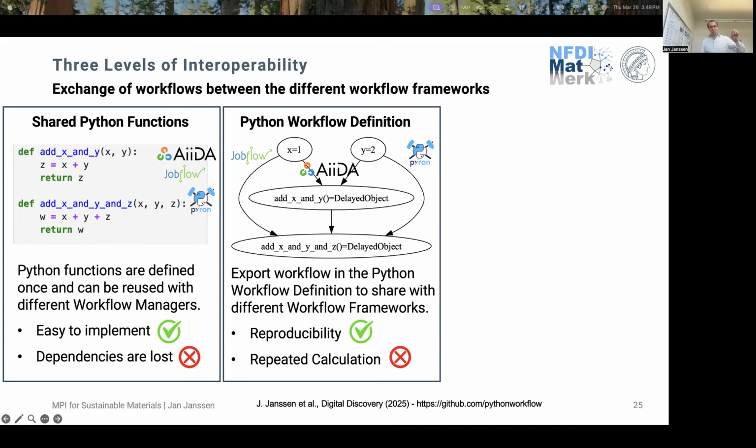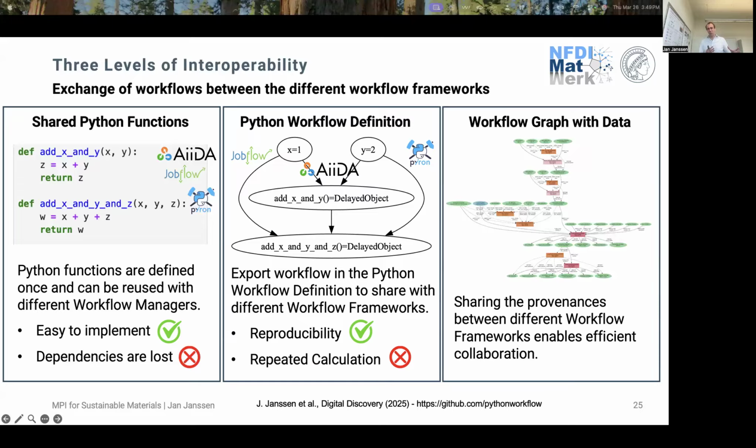And then as a second step, we agreed on the Python workflow definition, which is now an exchange format. So you can write a workflow with one of the three frameworks, export it to the Python workflow definition, and then import the same workflow in any of the other frameworks. This really enables collaboration between the different workflow frameworks to, again, accelerate the sharing of knowledge within our community.